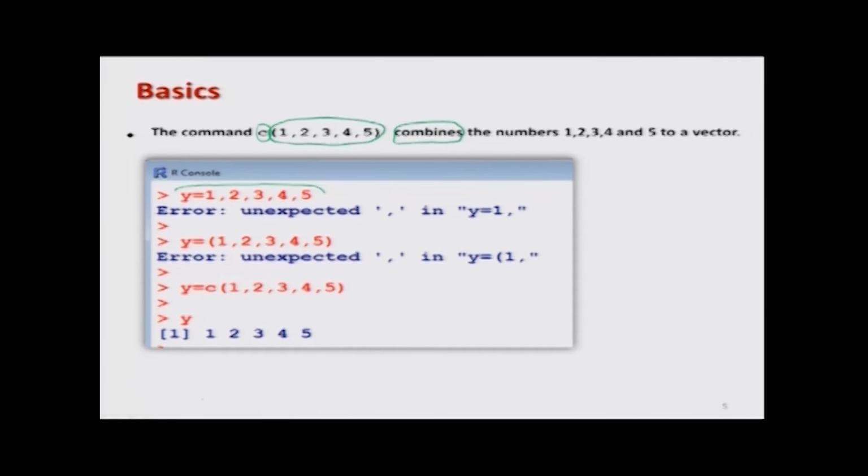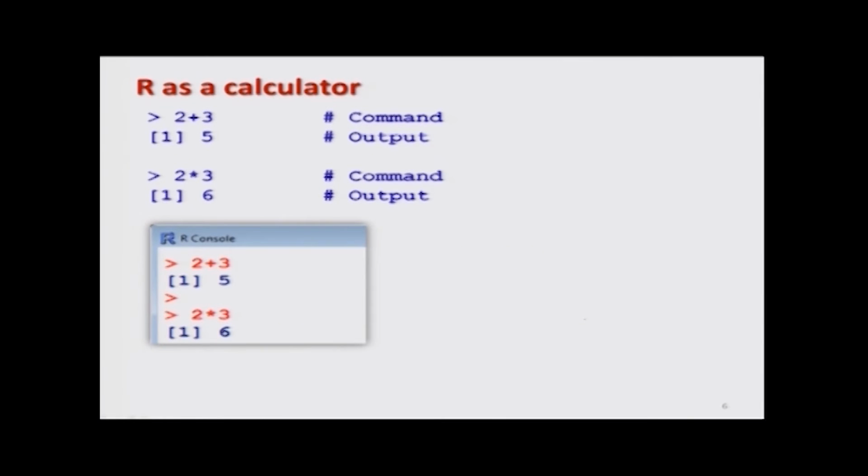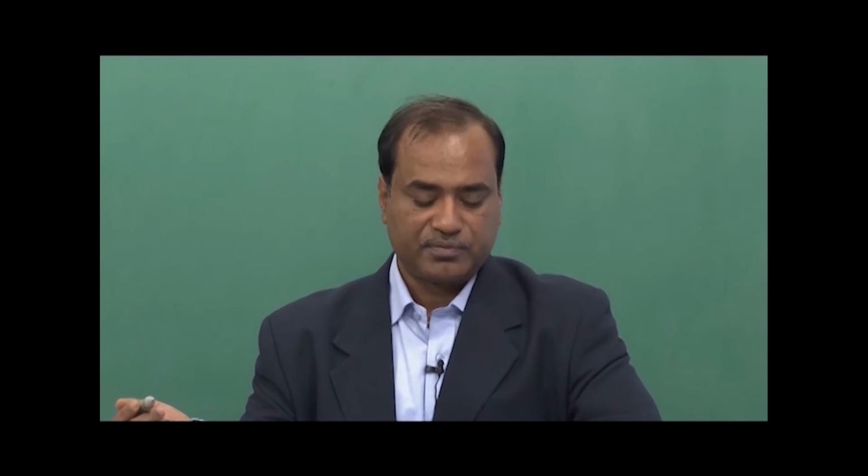Now let us again come back to our slide. The same thing I have given here in the slide, you can also try it yourself. Now I am going to show you how to do the basic operations like addition, subtraction, multiplication and division. These operations are just like what you do on a calculator. Just come to the prompt in your R and simply type your commands exactly in the same way as you do in a simple calculator.